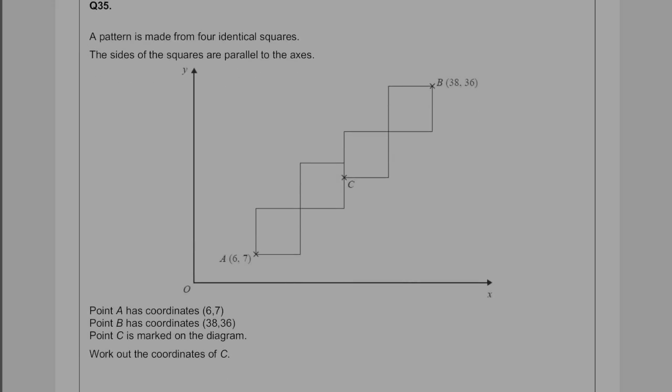Okay, question 35. A pattern is made from 4 identical squares. The sides of the squares are parallel to the axis. The coordinate of A is 6, 7. So we've got 6, 7 there. So I'm going to, just to make it a bit clearer for myself, add 6 and 7 there. And then we've got this point here at 38, 36.